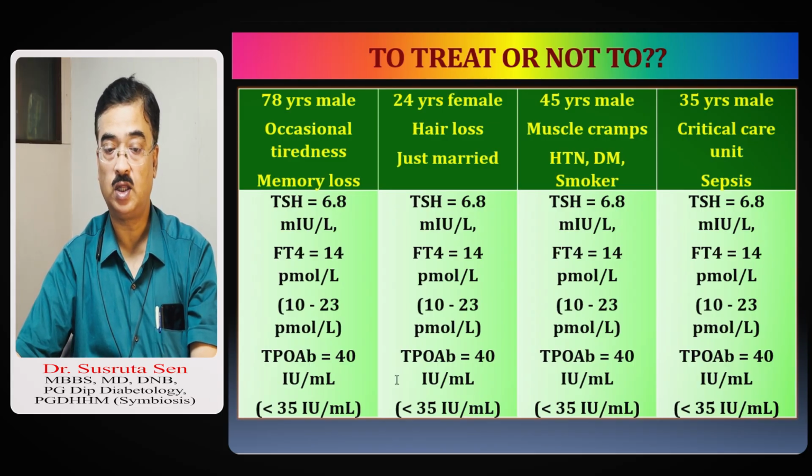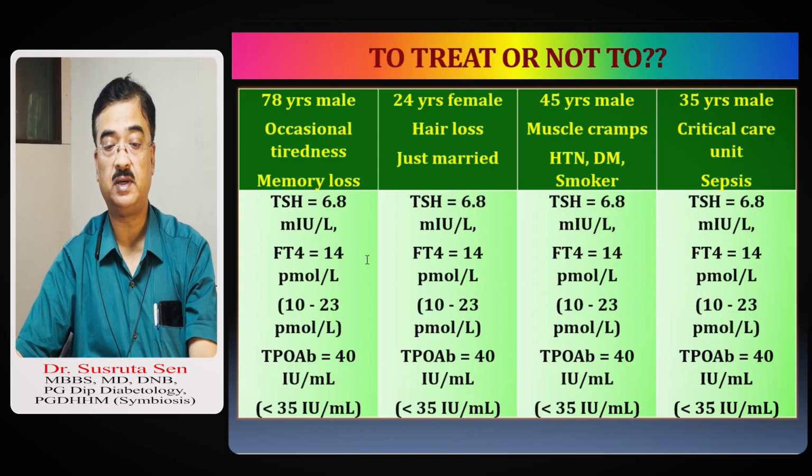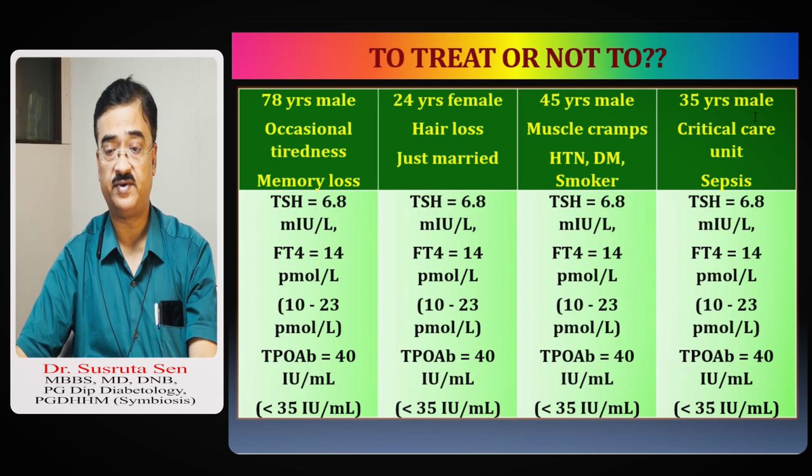So, my call: the 78-year-old male, with occasional tiredness and memory loss, has age-related symptoms. I don't think it's a thyroid-related symptom. I will not treat this patient. The 45-year-old with hypertension and diabetes mellitus, no need to start treatment immediately. You can check a second time and then treat. And the critical care patient is typical of Sick Euthyroid Syndrome. A patient suffering from sepsis in a critical care unit and recovering, you may get this.